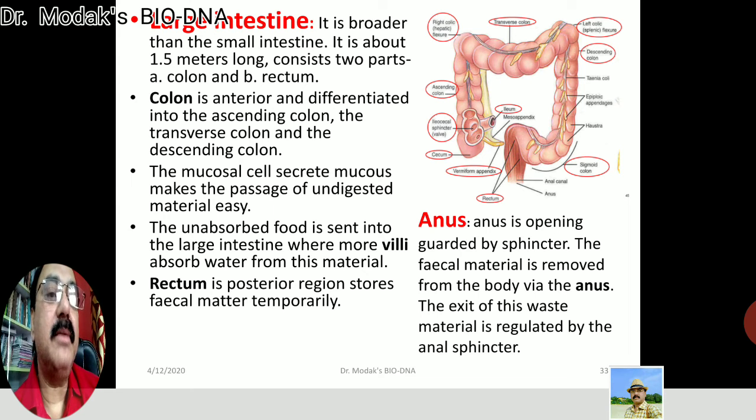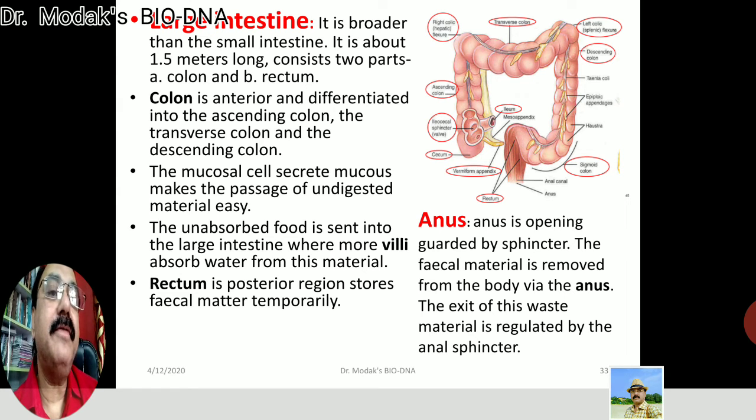Then the last and terminal part is the opening that we call the anus. It is guarded by a sphincter. It has certain muscles which are under the control of our will and wish. Okay, the fecal material is then removed from the body via this anus. The exit of this waste material is regulated by the anal sphincter. So the large intestine plays a very important role.